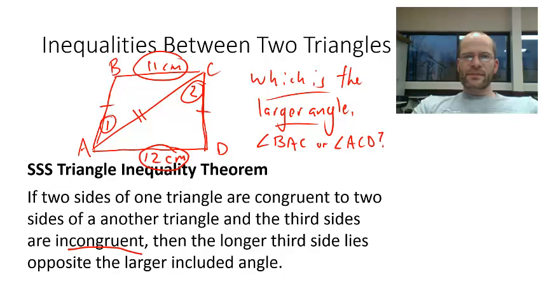Those are the rules that we use to reason between two triangles that are incongruent. They allow us to determine whether a particular side is longer or whether a particular angle is larger. I recommend you find some practice problems, work through those. Generally, it's a pretty straightforward application.